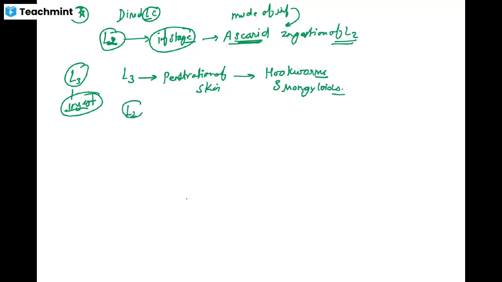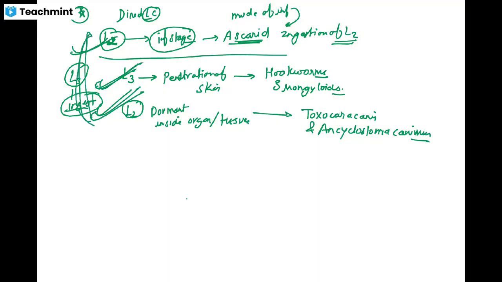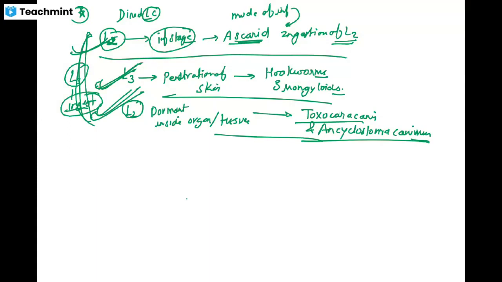फिर L2 that is dormant inside organ or tissue in case of Toxocara canis and Ankylostoma caninum. ये सारी चीजें आपको याद रखनी है. These points are very important. ये तीनों ही पॉइंट. और टॉक्सोकैरिस और एंकाइलोस्टोमा का मोड ऑफ इन्फेक्शन इज बाय प्रीनेटल और ट्रांसप्लेसेंटल.